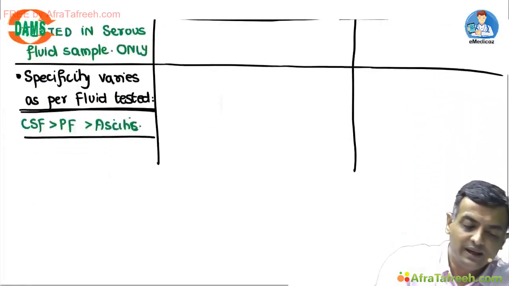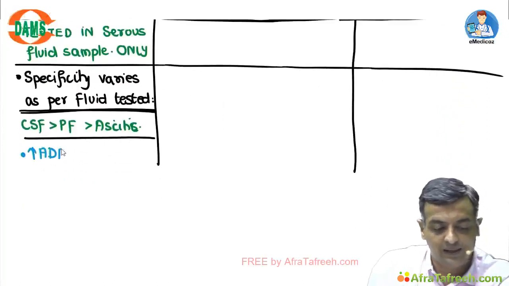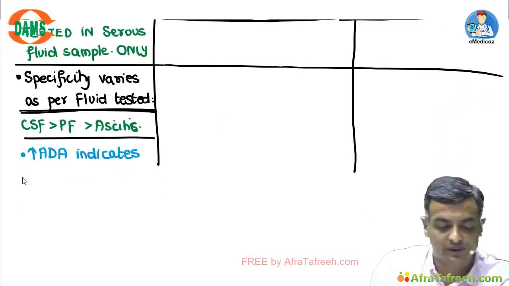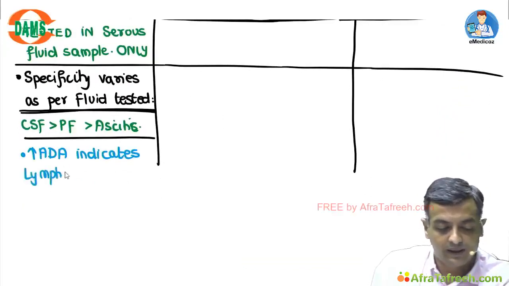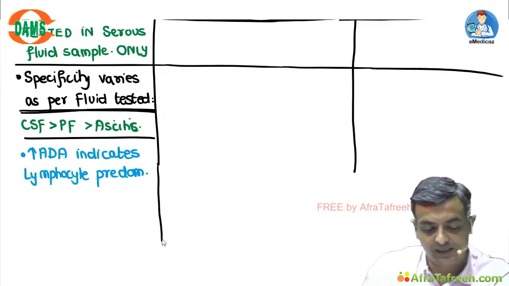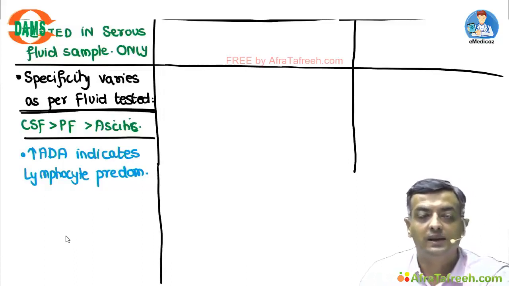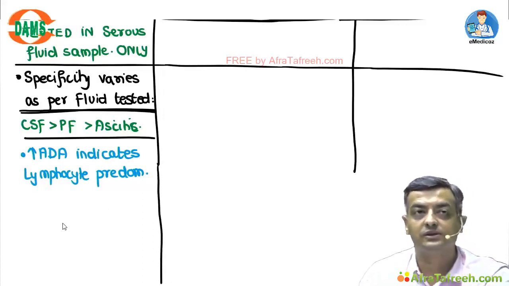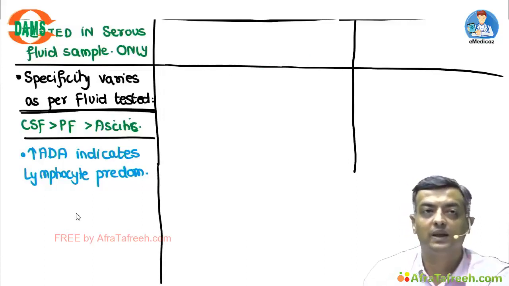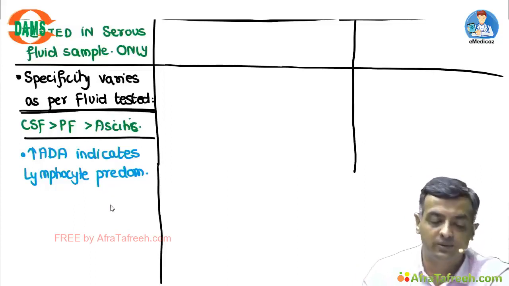So what does it indicate? Elevated ADA levels indicate lymphocyte predominance. That's all. It indicates only the lymphocyte predominance. It's going to tell you only the lymphocyte predominance.